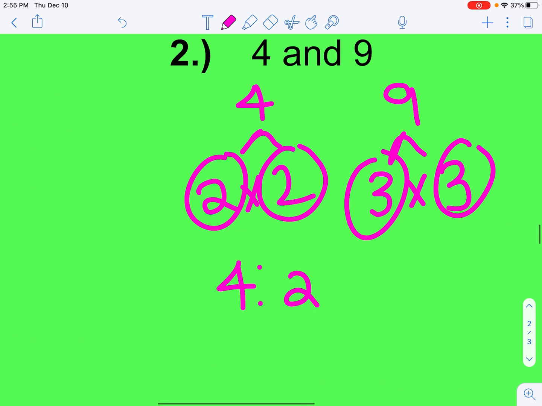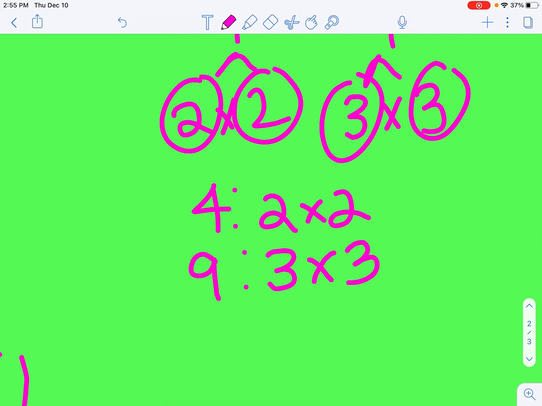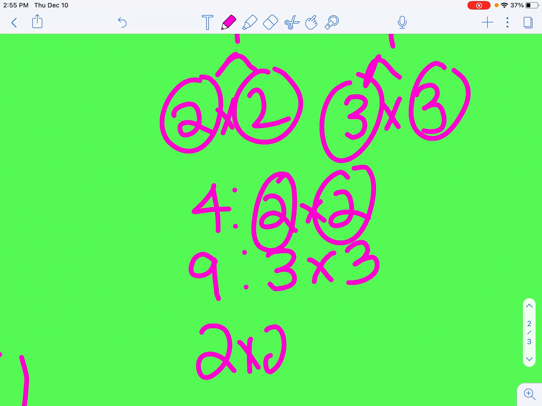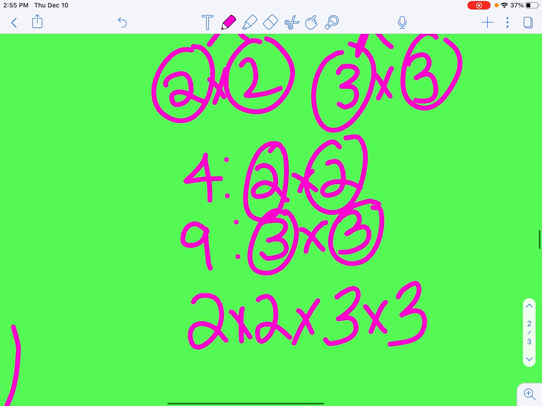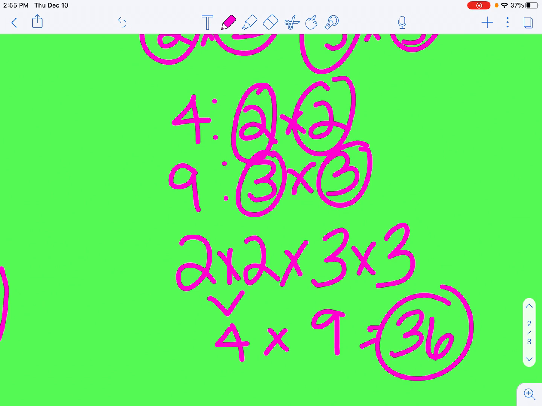Alright, so now let's write this out. 4, we got 2 times 2. 9, we got 3 times 3. Now in this instance, do they both share any numbers? No, 4 has 2 2s, and 9 has 3 3s. So we need to multiply all of that out. So we're really taking 4 times 9, which gives us 36 as our least common multiple.